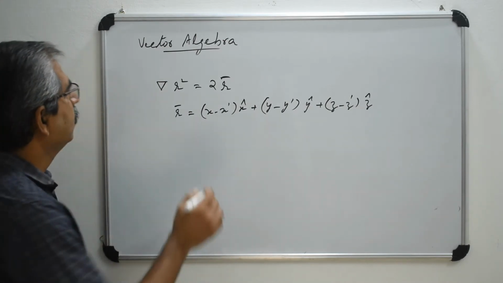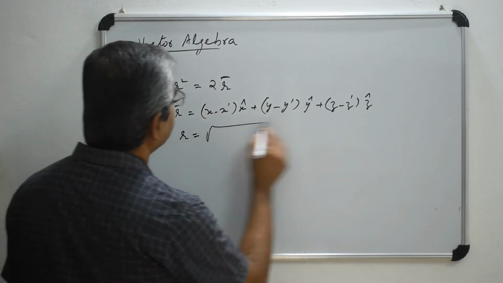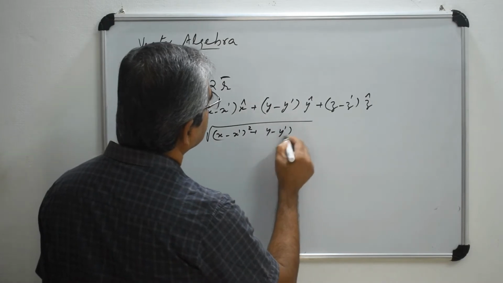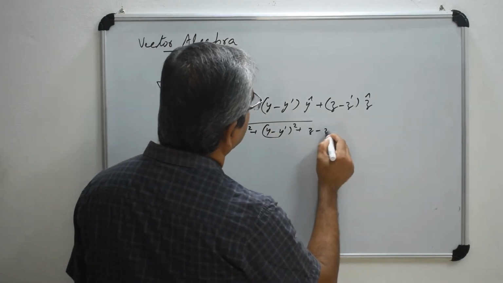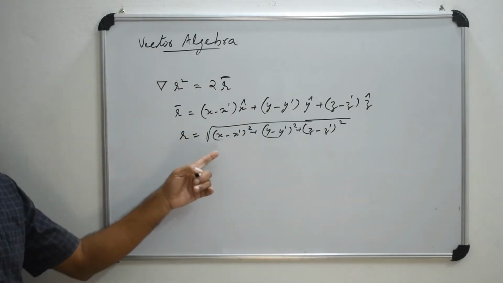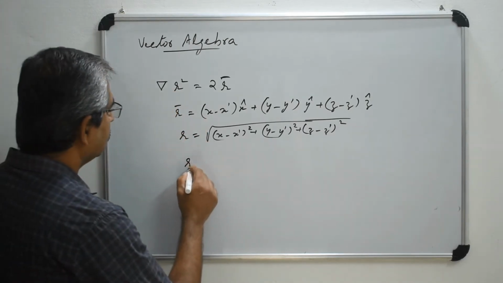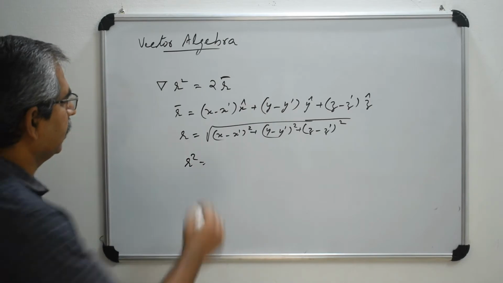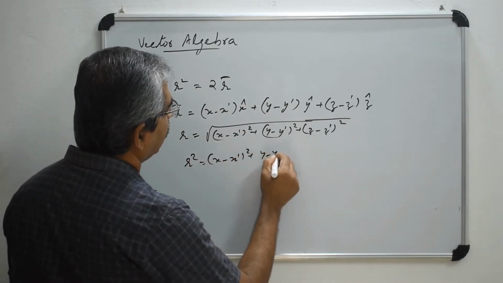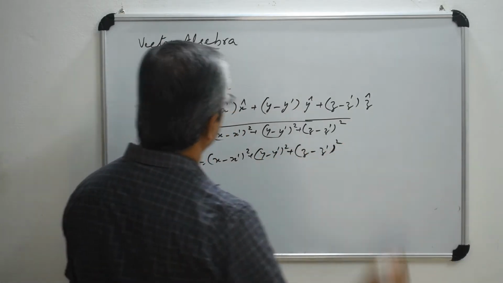Now what is r then? The magnitude is equal to square root of x minus x dash the whole square plus y minus y dash the whole square plus z minus z dash the whole square. So this is the magnitude of the vector, and what is required here is r square. So r square is equal to, simply you can get rid of the square root, isn't it? x minus x dash the whole square plus y minus y dash the whole square plus z minus z dash the whole square.